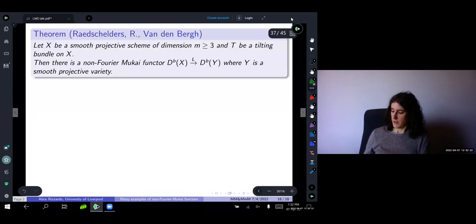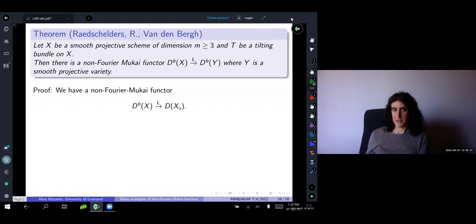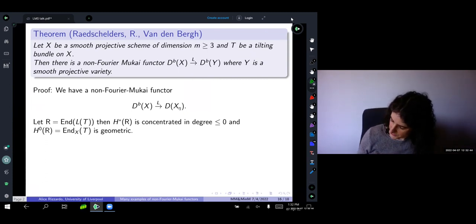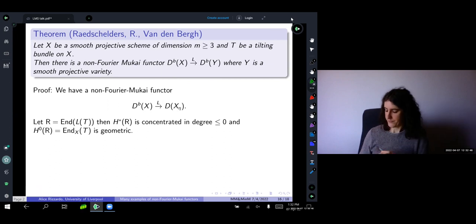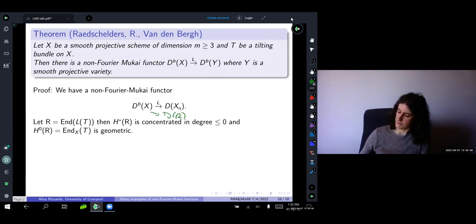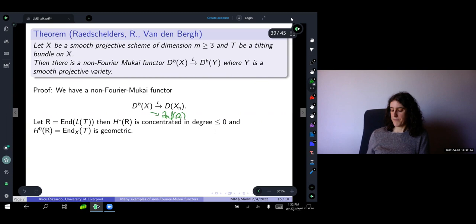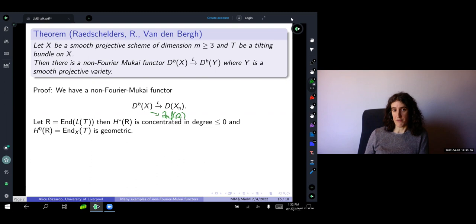So in particular, for our theorem, you start with, again, a smooth projective scheme X of dimension m greater or equal to 3. You have this non-Fourier-Mukai functor from X to X eta. And remember, we can co-restrict this to perf of R, where R is the endomorphisms of the image of the tilting bundle.